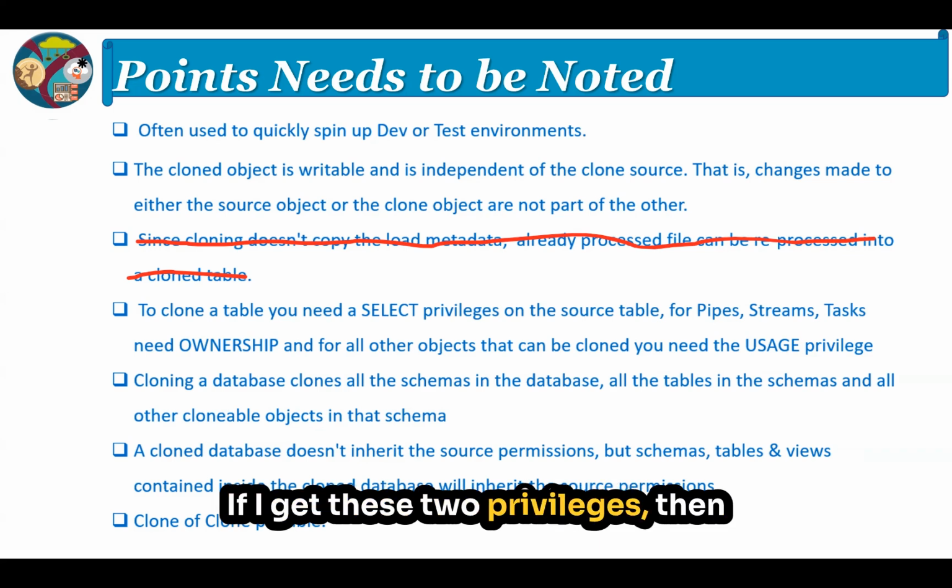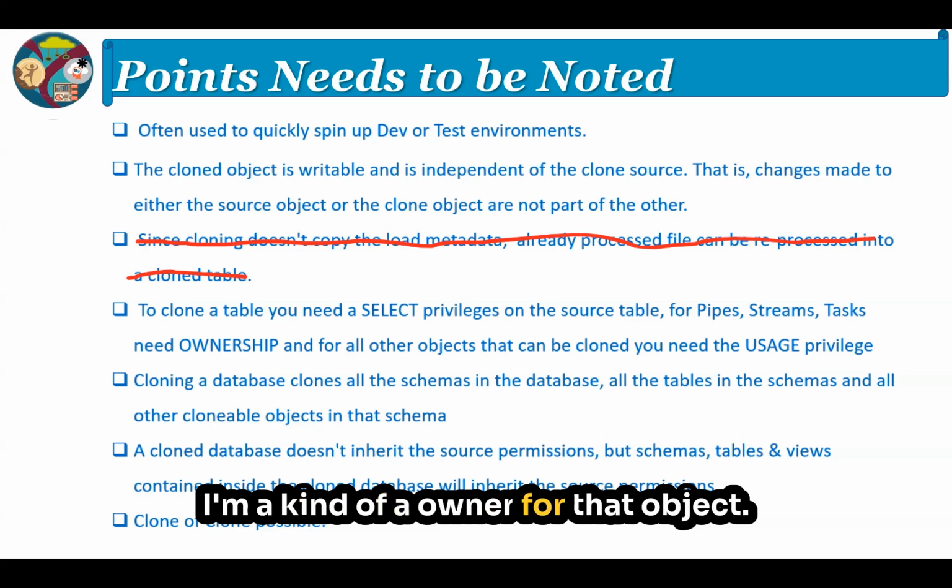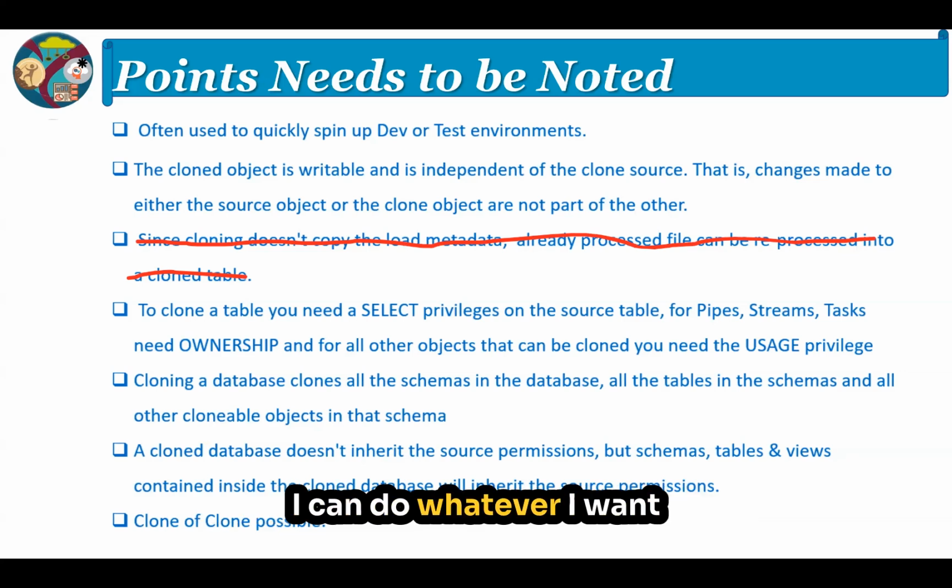If I get these two privileges, then I am kind of an owner for that object. I can do whatever I want for that particular object. So based on that functionality, they're saying when we are cloning inside the database, we have all kinds of objects. Coming to the tables, you need at least select privilege for the tables. If you have a select privilege for the tables, you can clone it.